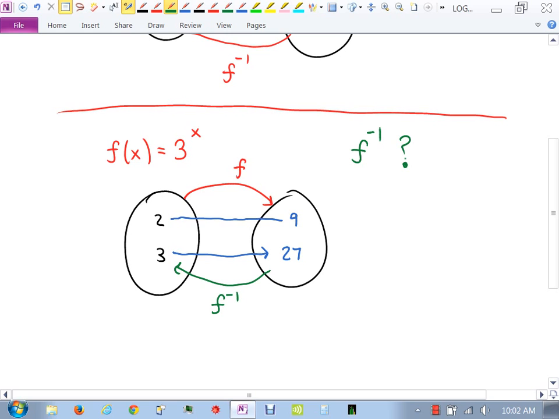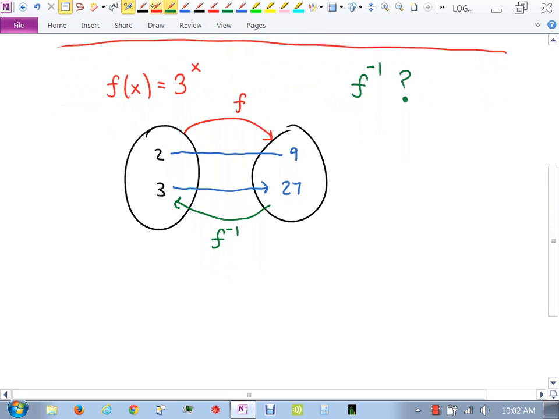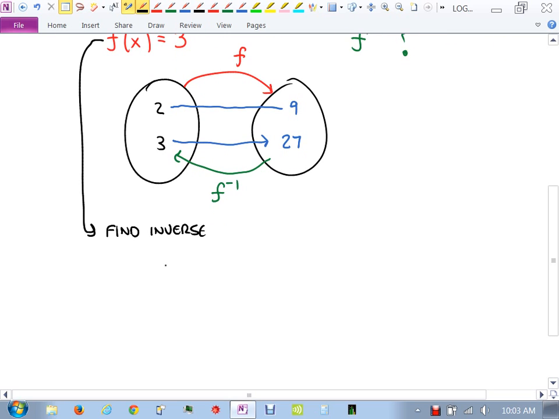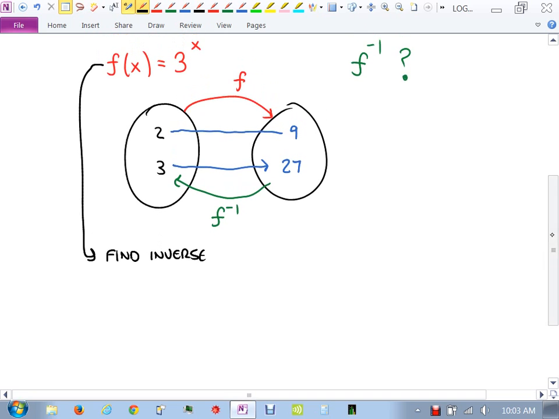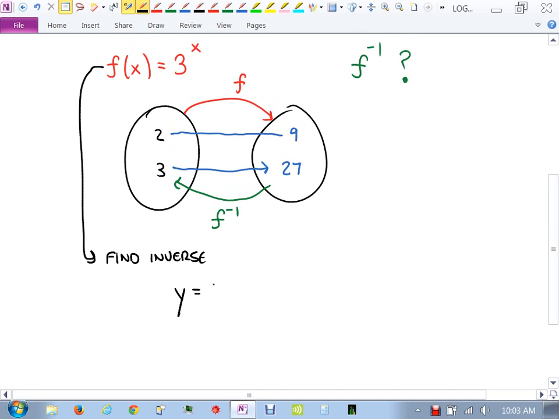How did I teach you to find an inverse? Do you remember the steps to find an inverse? If I said, look, take this, find the inverse. What was the first step? Good. Turn f of x into y. So you would go y equals 3 to the x.